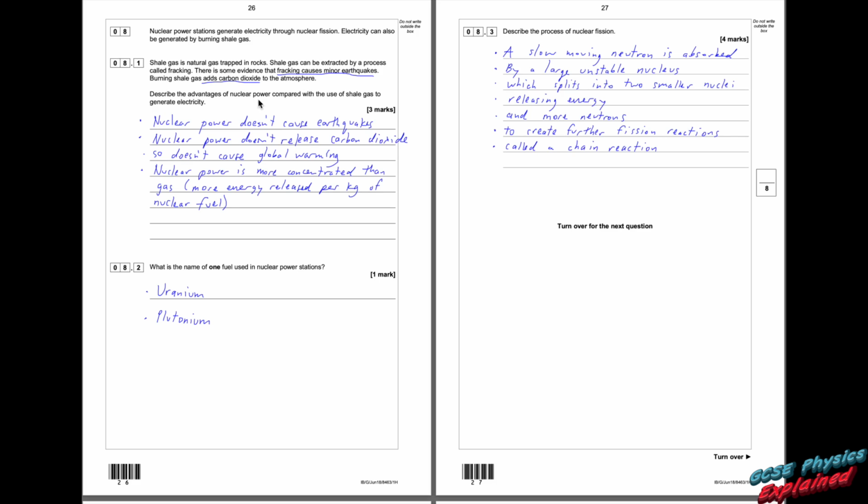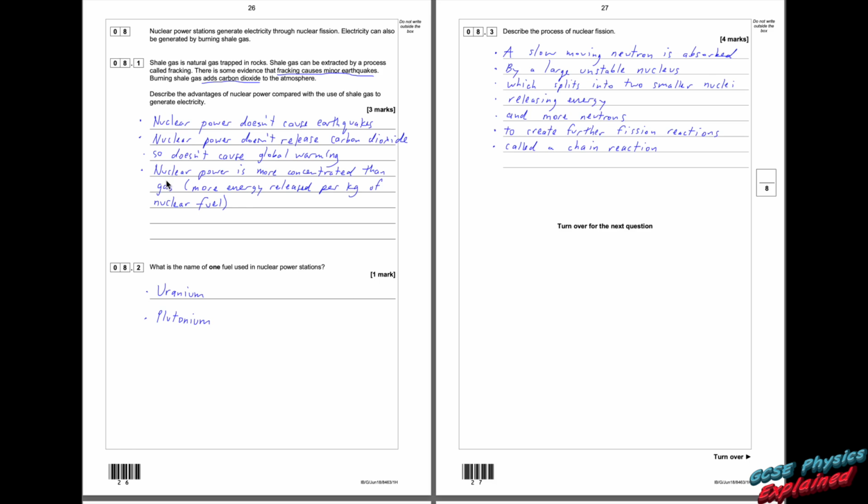Describe the advantages of nuclear power compared to the use of shale gas to generate electricity. Right, I've underlined the important parts, so we'll address those straight away. Nuclear power doesn't cause earthquakes. Also, nuclear power doesn't release carbon dioxide. And off the back of that, it won't cause global warming. Be specific and say global warming rather than just pollution.